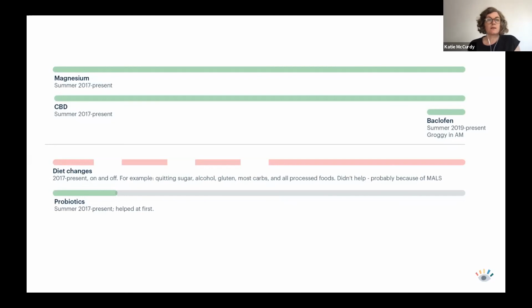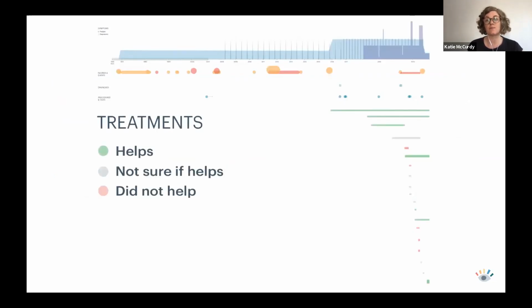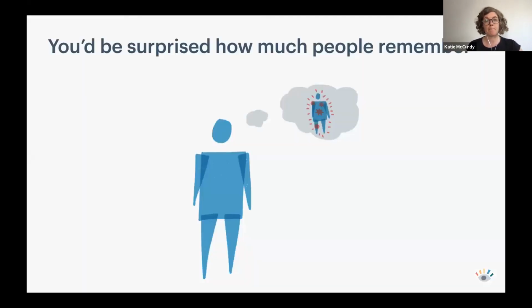I talked a little bit about treatments, and not only medical treatments, but other things the patient might have tried. And I've also been working with people to color code their treatments so that they could start to communicate whether that treatment worked or didn't work, or they're not quite sure. And I've heard from doctors that this is really helpful to understand what the patient has tried and whether or not it might have helped and what issues they might have had with it.